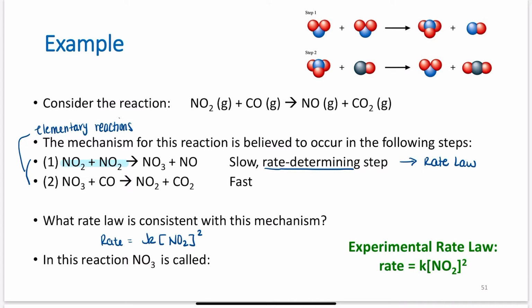This works because my rate determining step is the first step. It's a bit different when the rate determining step is not your first step. When the rate determining step is the first step in the reaction, the rate law consistent with that mechanism would be the rate law for that first elementary step.